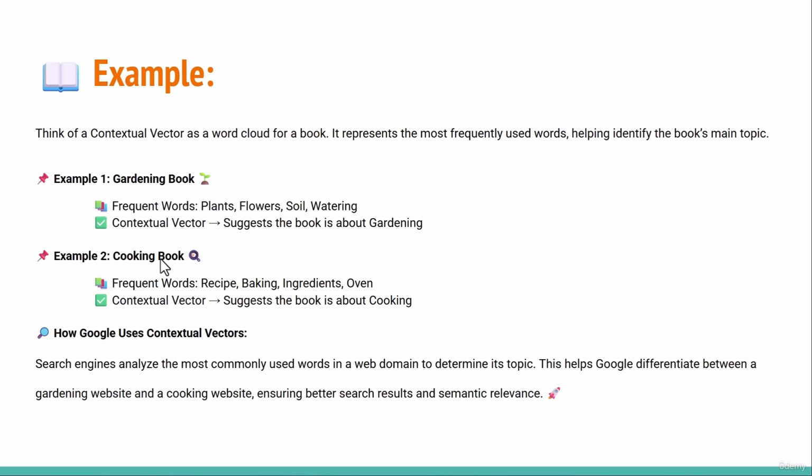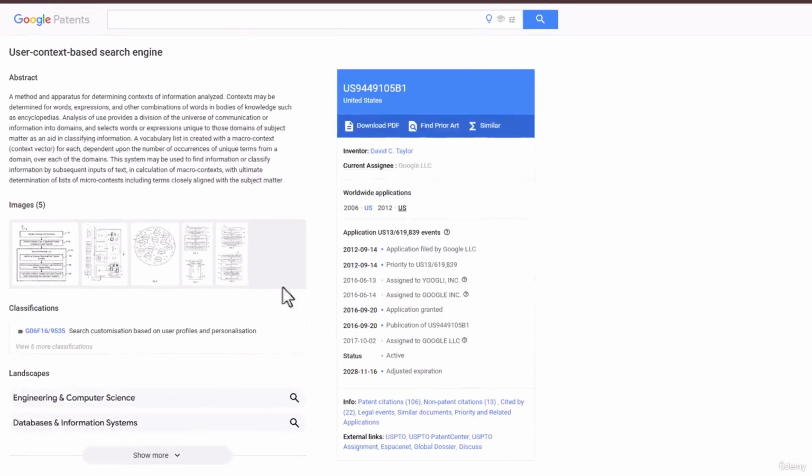If you have a cooking book, the frequent words will be recipe, baking, ingredients, and oven. Based on this contextual vector, we can determine that the book is about cooking. In this way, search engines look at most commonly used words, ensuring they are not generic. Through these words, they figure out the domain, whether the website is about cooking, tech, gardening, or something else. You can see the pattern here.